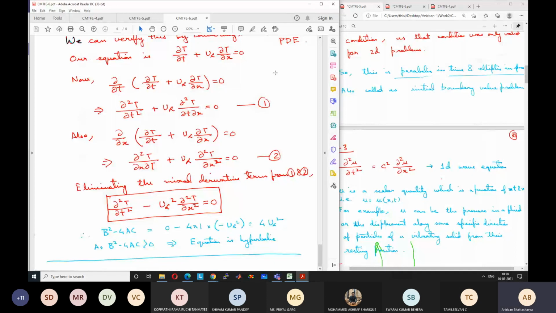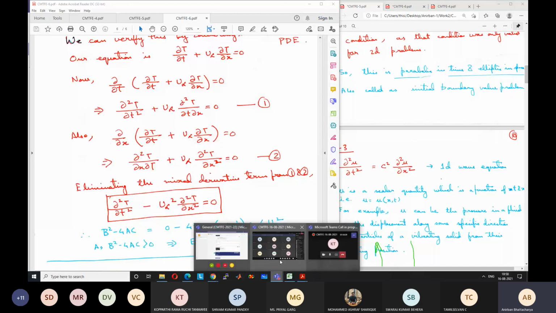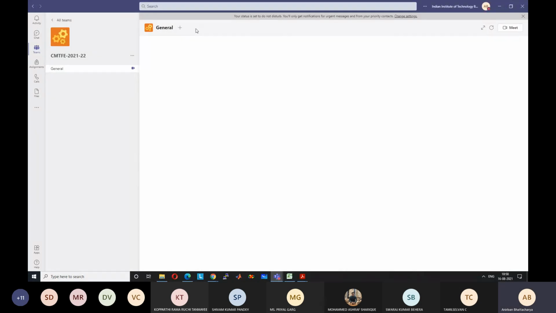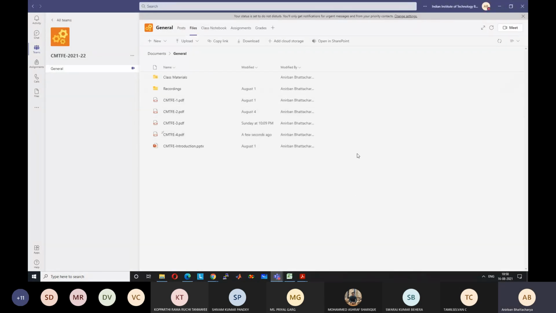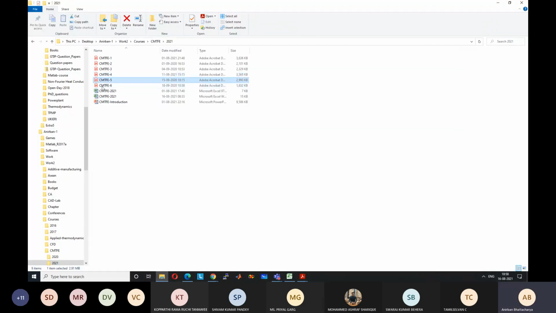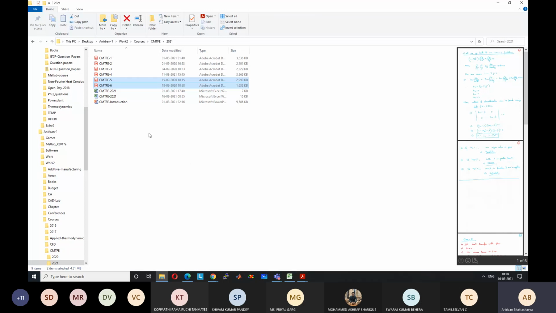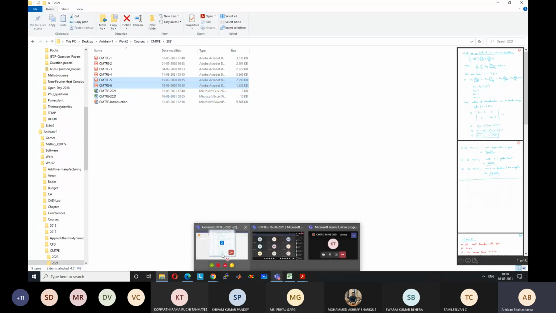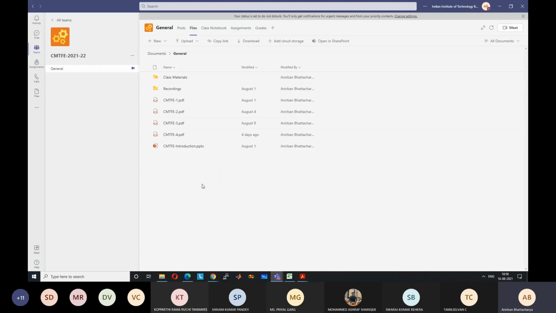Any questions? So notes are already there. You should read the notes before the next class. Next class, anyway, we are going to start a new topic. But when a topic is continuing, it is better to read the notes before each class so that you can understand the discussions. If there are no questions, we'll stop here.